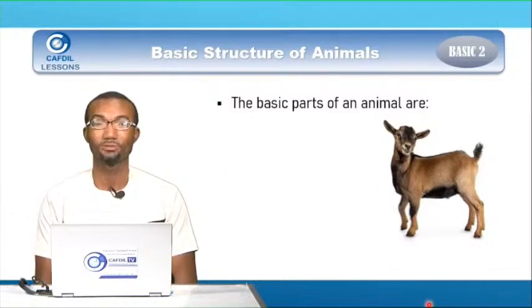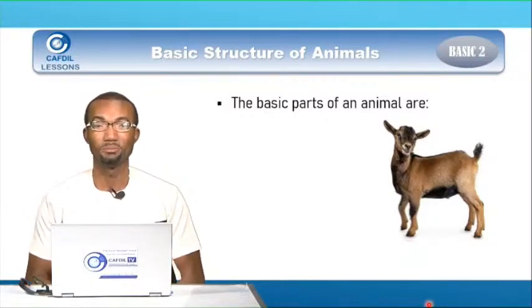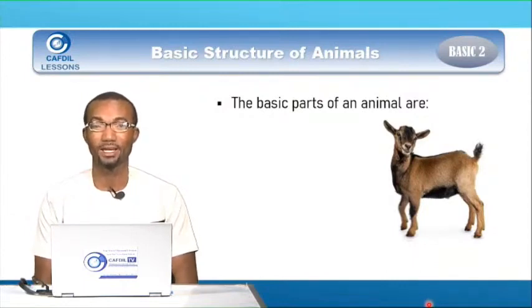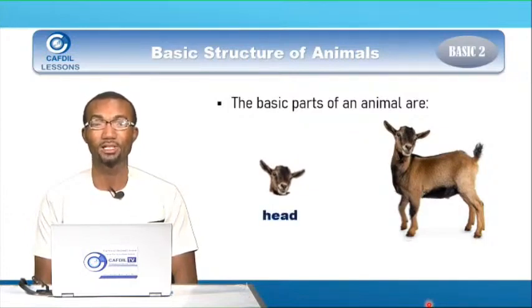We have a goat on our screen, and we are going to look at the basic parts of this goat. We have the head, the trunk, and then the limbs. The first part is the head, and this is the head of the goat. This is the first part of the animal, the head. What you see on the screen is the head.